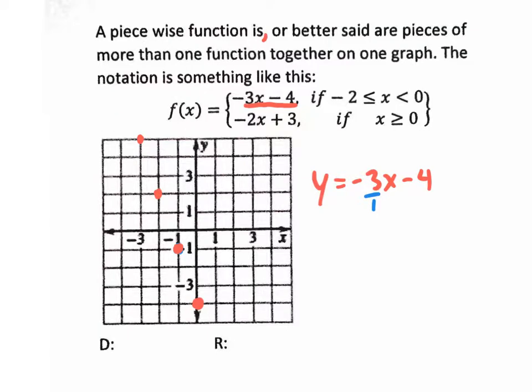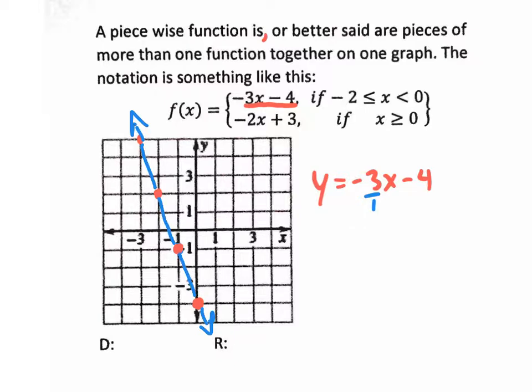But it says if your domain is from -2 to 0. So it cannot be -3. It could be at most -2. So you don't want this dot up here. Okay, so we're going to erase that part, right? So if you were to have drawn it with a pencil, what you want is a piece of this line, not the whole thing. That's why it's called piecewise functions. You want a piece of this line.